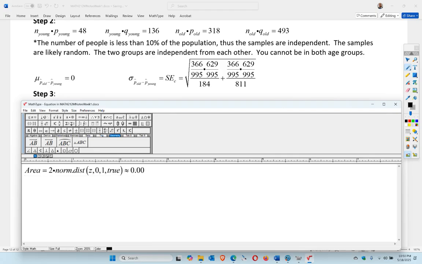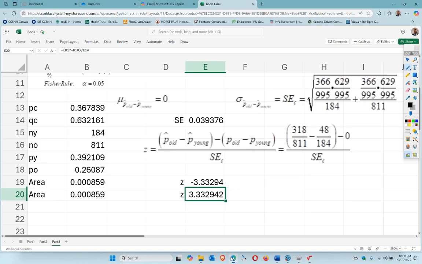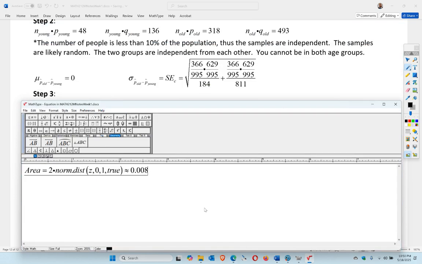I think it was 2 zeros and an 8. Let me just double check. 3 zeros and an 8, 5, 9, dot, dot, dot. Let's put a little asterisk over here. If positive z, oh, negative z, negative z.